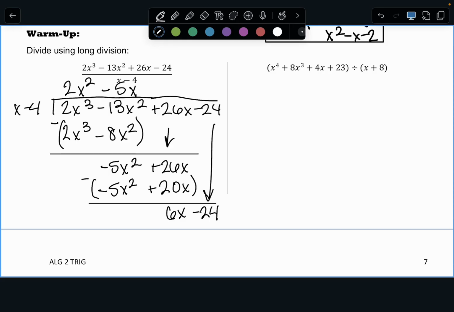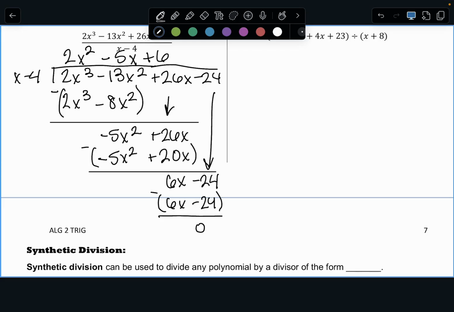Last round, how many times does 1 fit into 6? 6. Do we need an x term? Nope, so just plus 6. 6 times x is 6x. 6 times negative 4 is negative 24. And for our remainder, we get 0.